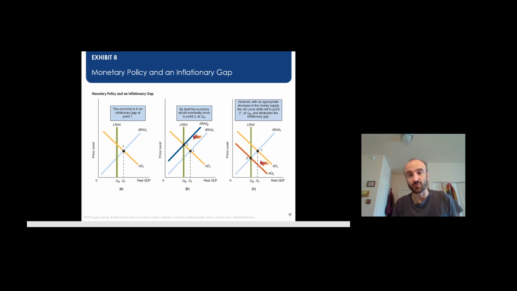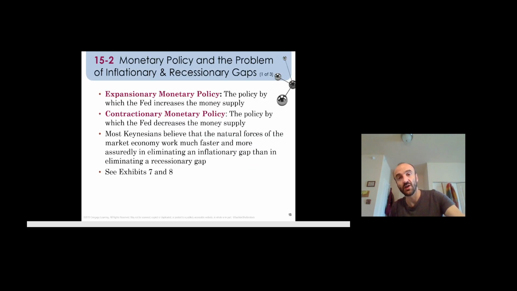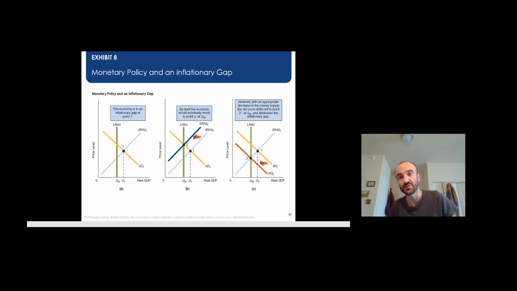When you contract the money supply, let me show you. Let me go back for a moment here. This downward, this is the last line on this slide. Money supply goes down, aggregate demand goes down, quantity of goods and services, real GDP goes down, but the price level also goes down. So you see here on this picture number 3 that yes, the real GDP will have to go down, but the price level will also have to go down from point 1 to point 2 here.